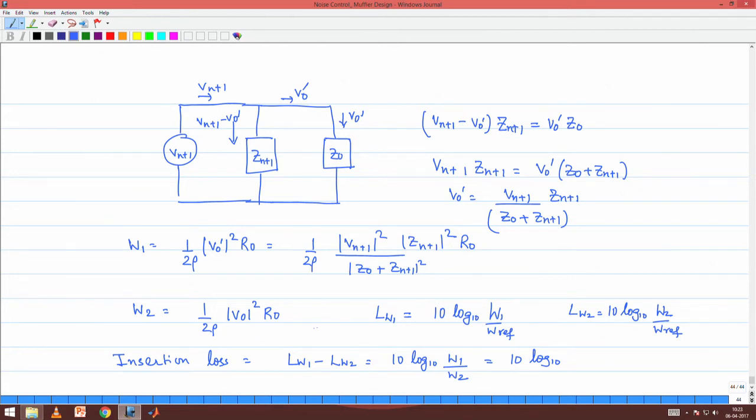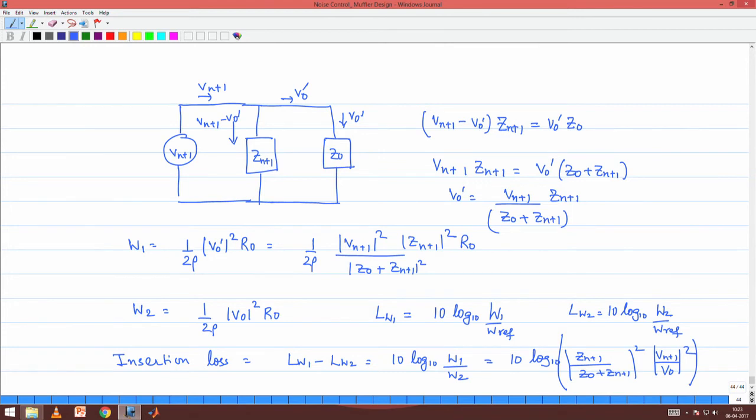The R0 term, you see, actually does not affect the insertion loss. The R0 term is going to get cancelled from both the numerator and the denominator in that ratio. What we will be left with is Zn+1 divided by Z0 plus Zn+1, magnitude square, into Vn+1 divided by V0, magnitude square. This is the insertion loss formula, right.